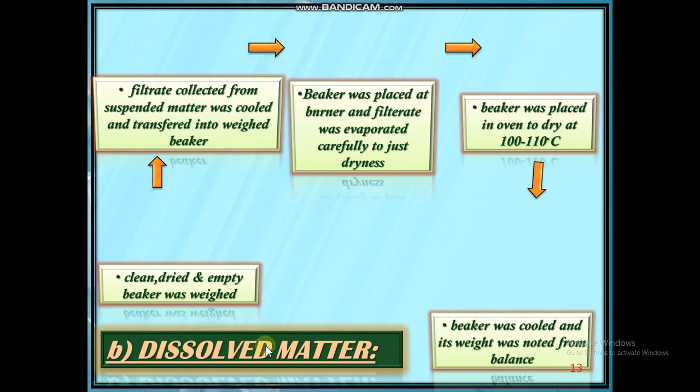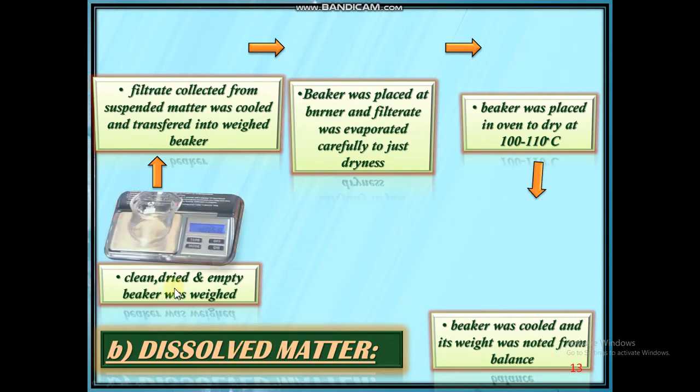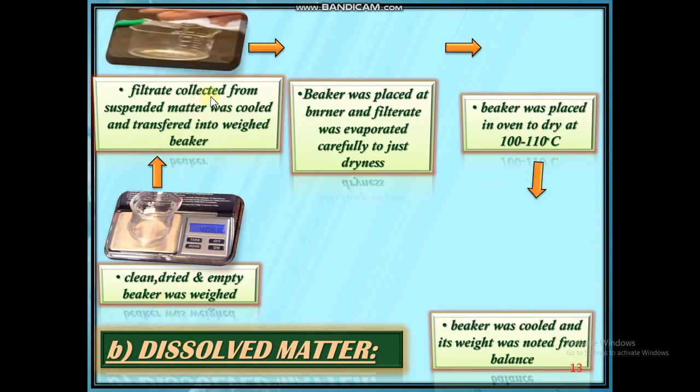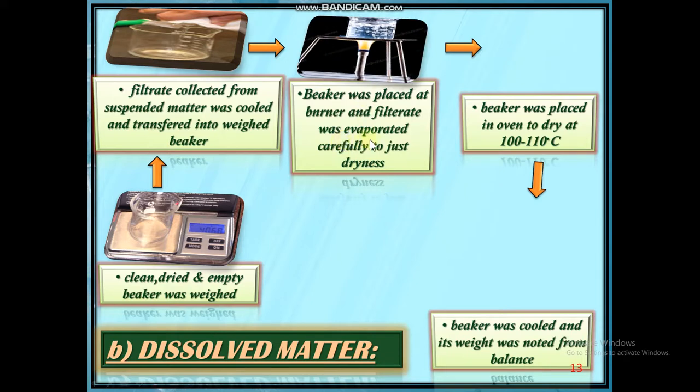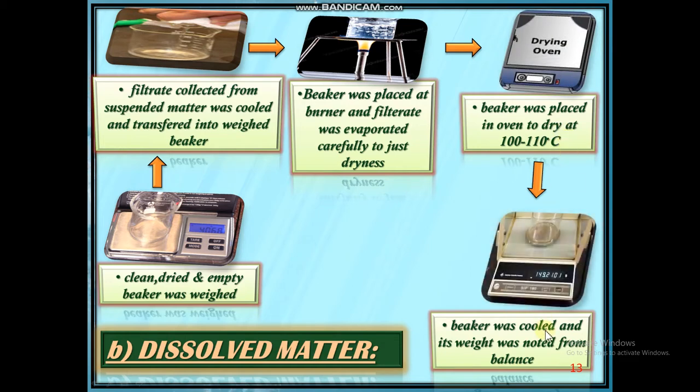Moving towards the other procedure for dissolved matter, its first step is that a clean, dried and empty beaker was weighed. Then the filtrate which was collected from the suspended solids step was cooled and transferred into the weighed beaker. Then the beaker was placed on a burner and the filtrate was evaporated carefully to just dryness. The beaker was placed in an oven to dry at 100 to 110 degrees centigrade. In the last step, the beaker was cooled and its weight was noted from the balance.